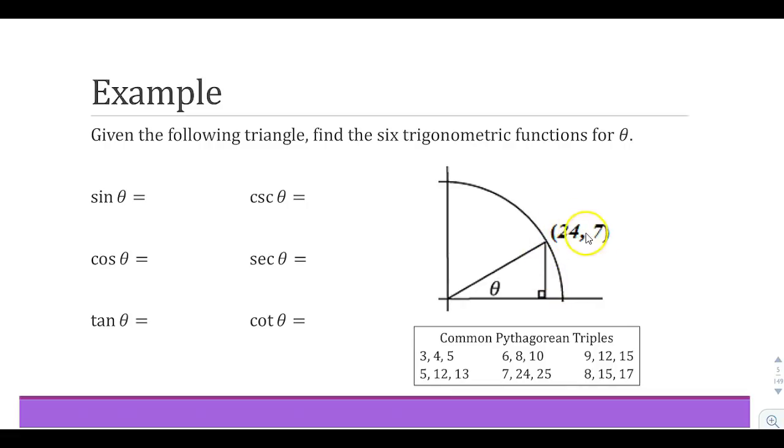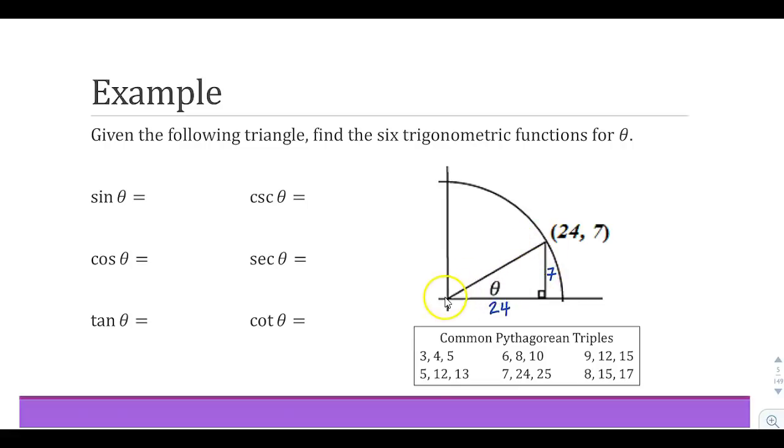Well, if I have this coordinate point here, that means that this adjacent side is the x value, 24. That's how much I move to the right. And then to move up to the coordinate point, I'd move up 7. So that's my opposite side in relation to my angle theta.